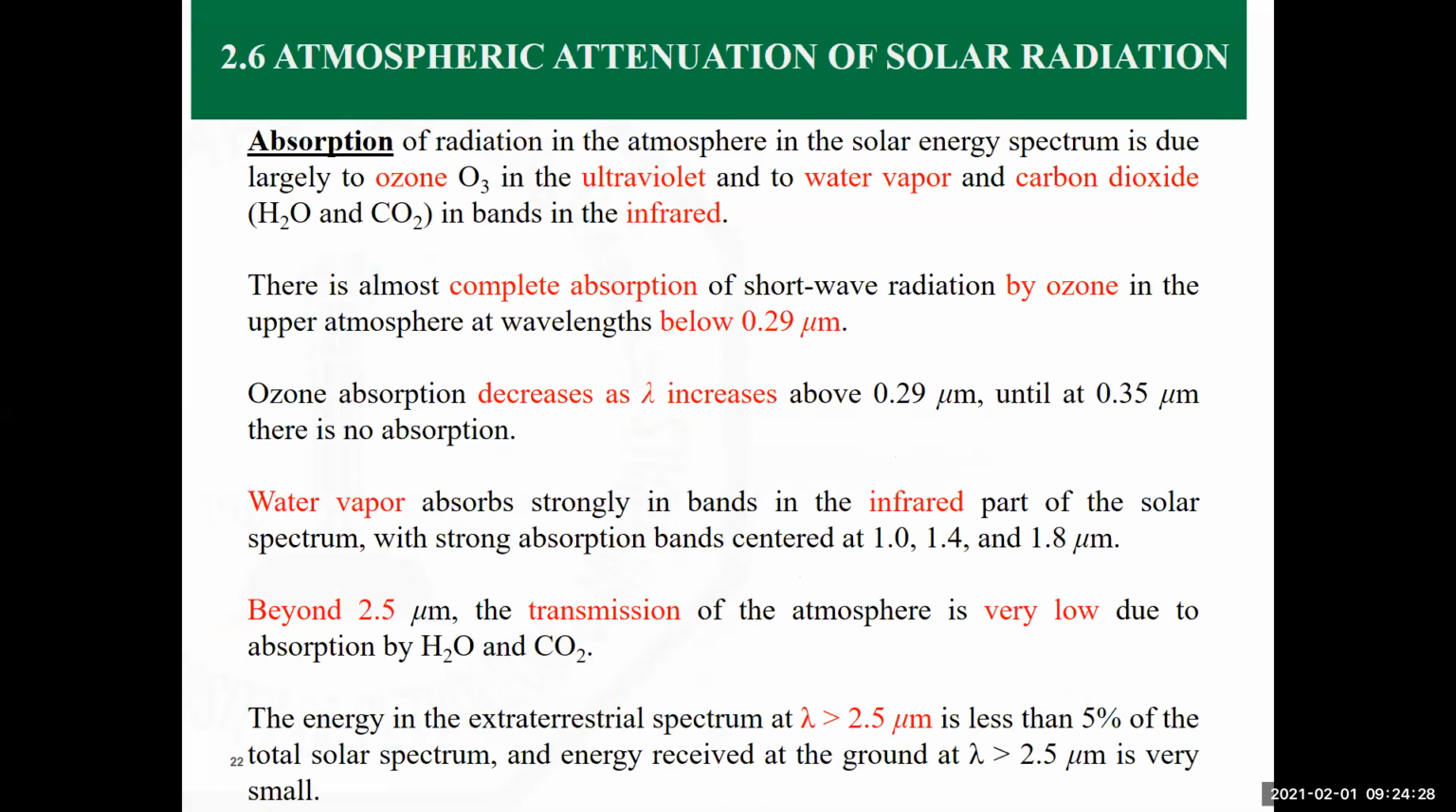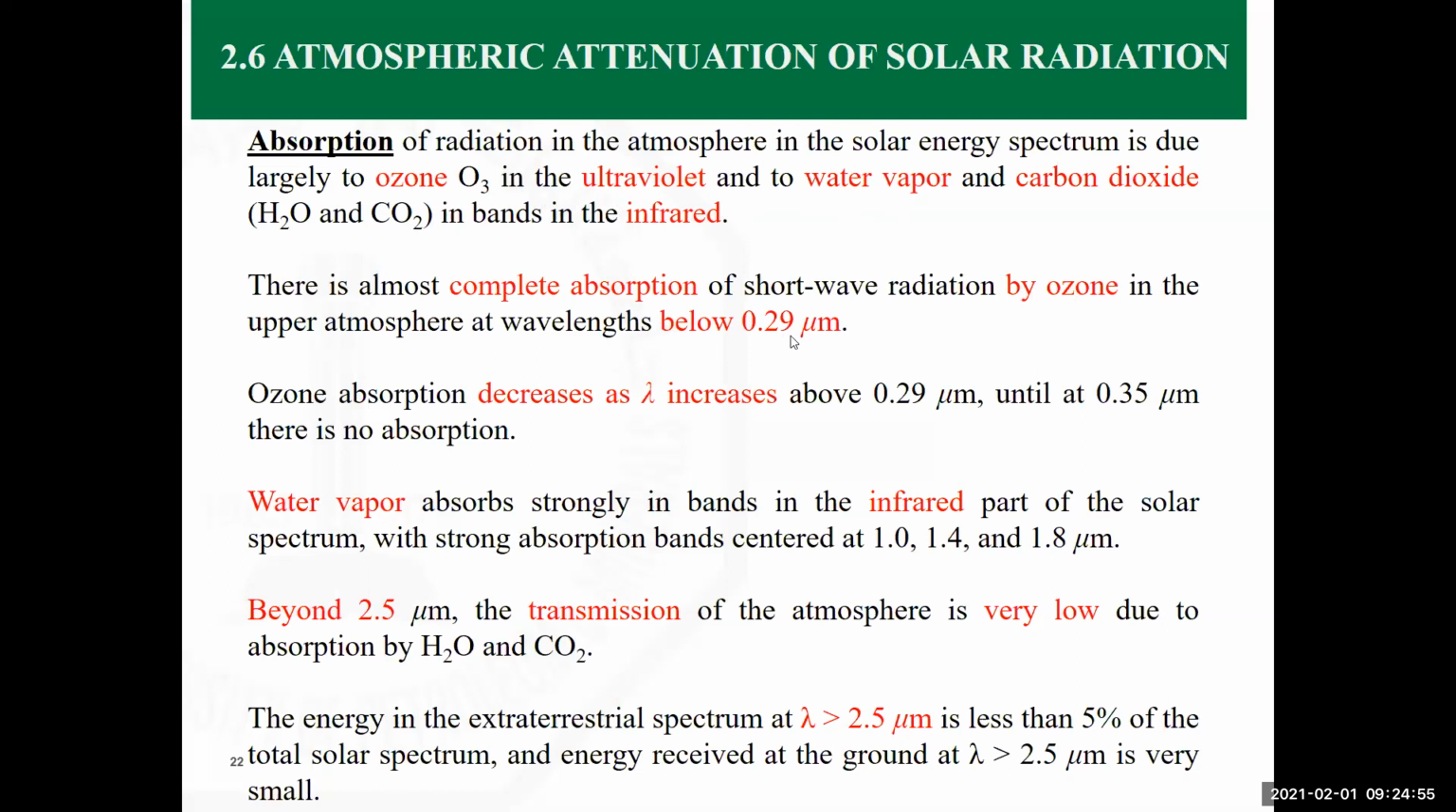For example, the ozone layer is absorbing the ultraviolet. Water vapor and carbon dioxide are absorbing the infrared kind of radiation. There's complete absorption of short wavelength radiation by ozone in the upper atmosphere at a wavelength below 0.29 micrometer.